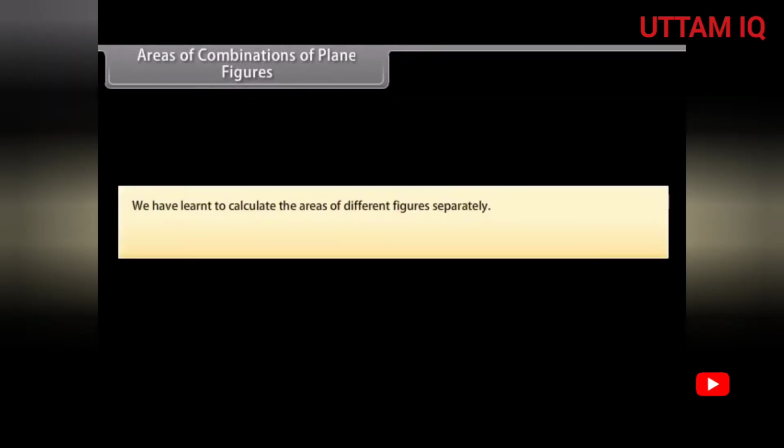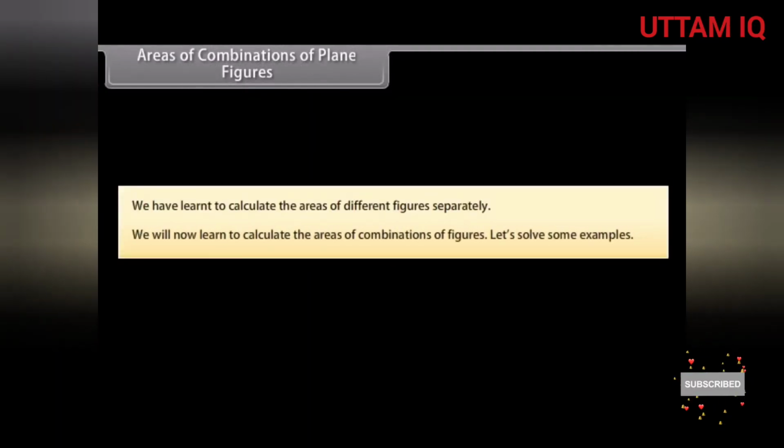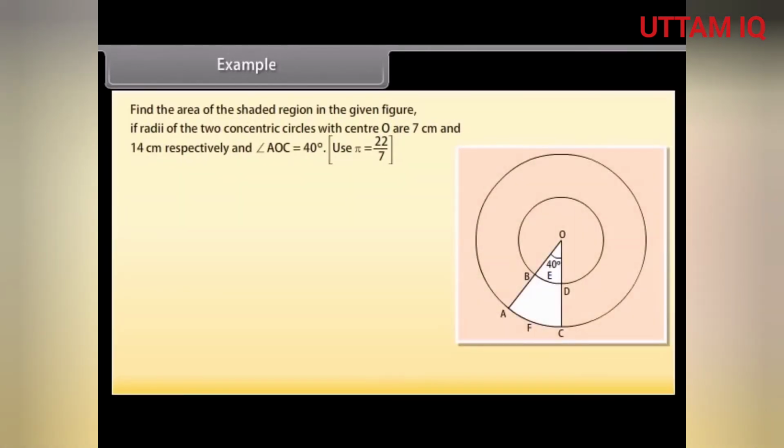Areas. We have learned to calculate the areas of different figures separately. We will now learn to calculate the areas of combinations of figures. Let's solve some examples. Example. Find the area of the shaded region in the given figure if the radii of the two concentric circles with center O are 7 cm and 14 cm respectively, and angle AOC is 40 degree. Use pi as 22 upon 7.